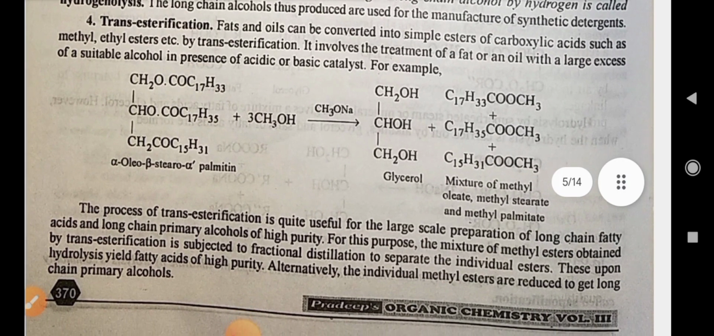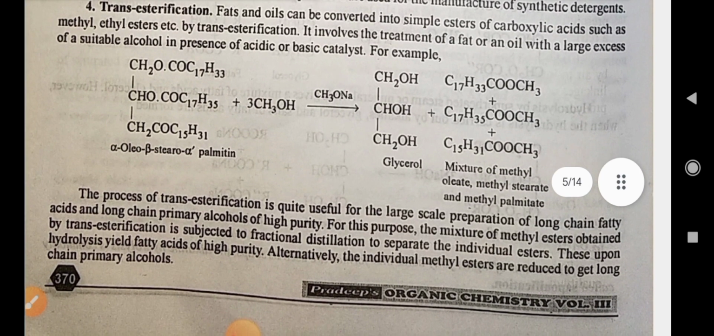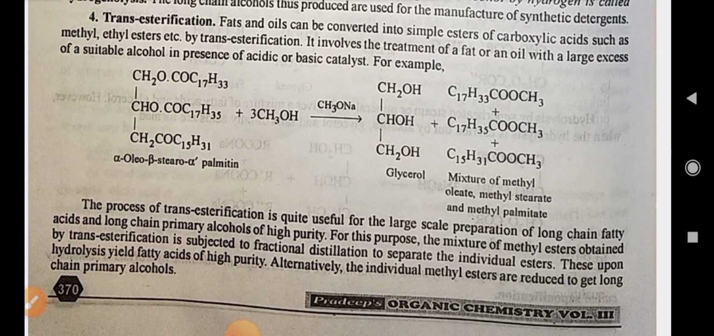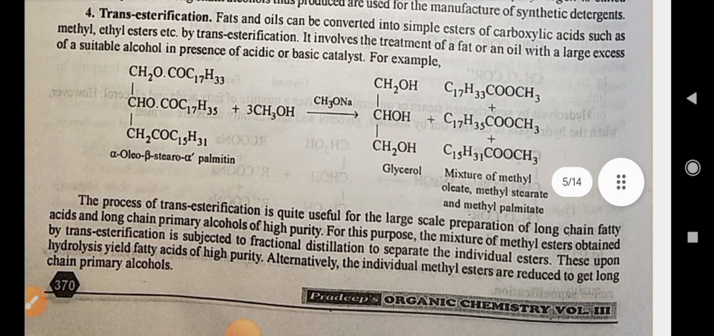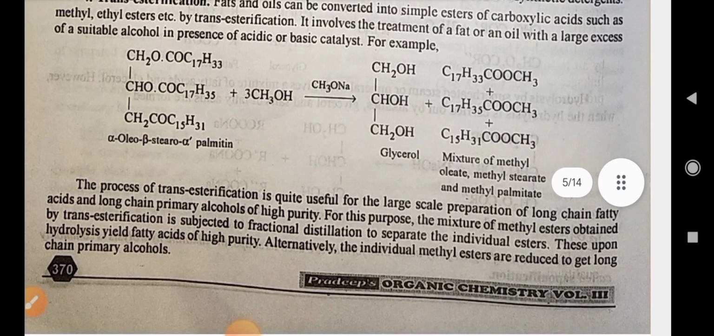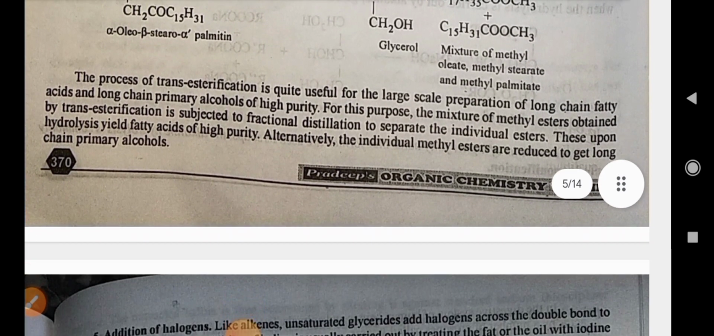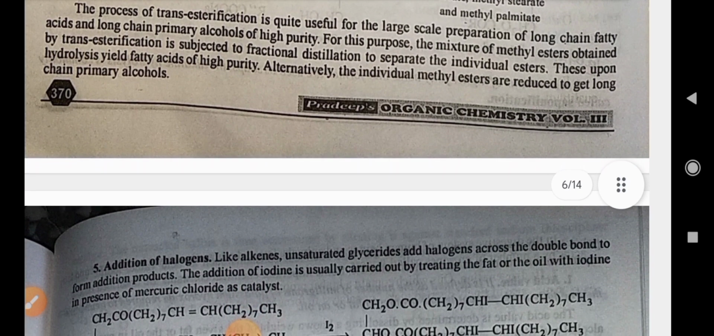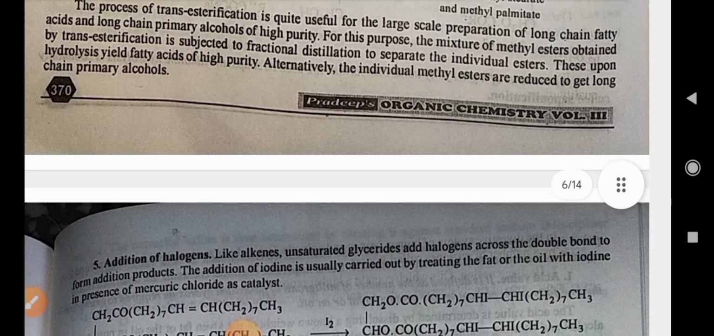Transesterification. Fats and oils can be converted into simple esters of carboxylic acids such as methyl, ethyl esters, etc., by transesterification. It involves the treatment of a fat or an oil with a large excess of a suitable alcohol in the presence of an acidic or basic catalyst, with glycerol as a by-product. The process of transesterification is quite useful for the large-scale preparation of long-chain fatty acids and long-chain primary alcohols of high purity.